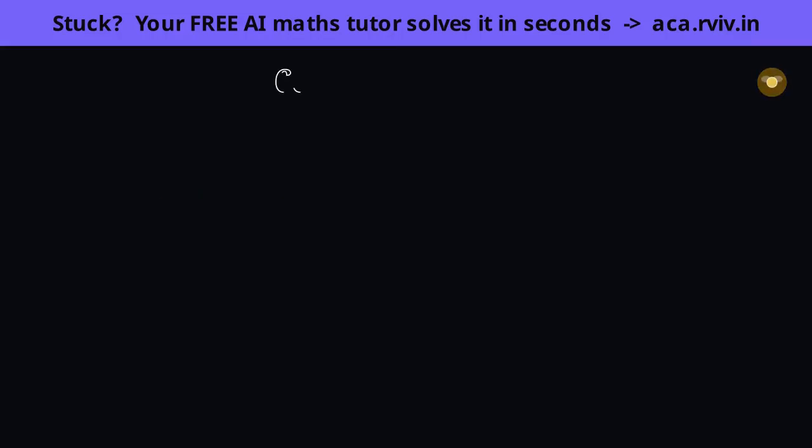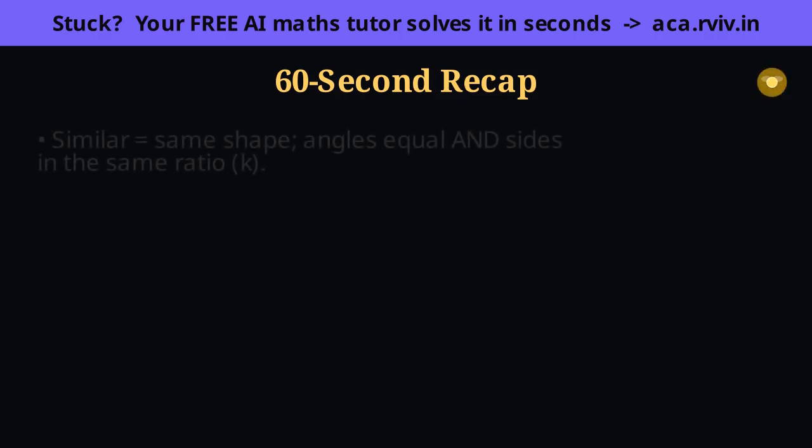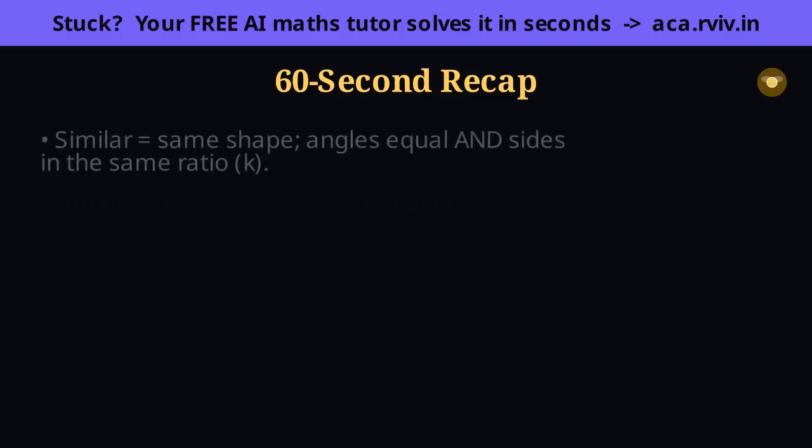In 60 seconds, each with its reason. Similar triangles have equal angles and sides in one common ratio k. That's a zoom, shape fixed, size free. You prove it with AA, since two angles force the third, or SSS, three equal ratios meaning one scale factor, or SAS, an angle locked between two proportional sides.